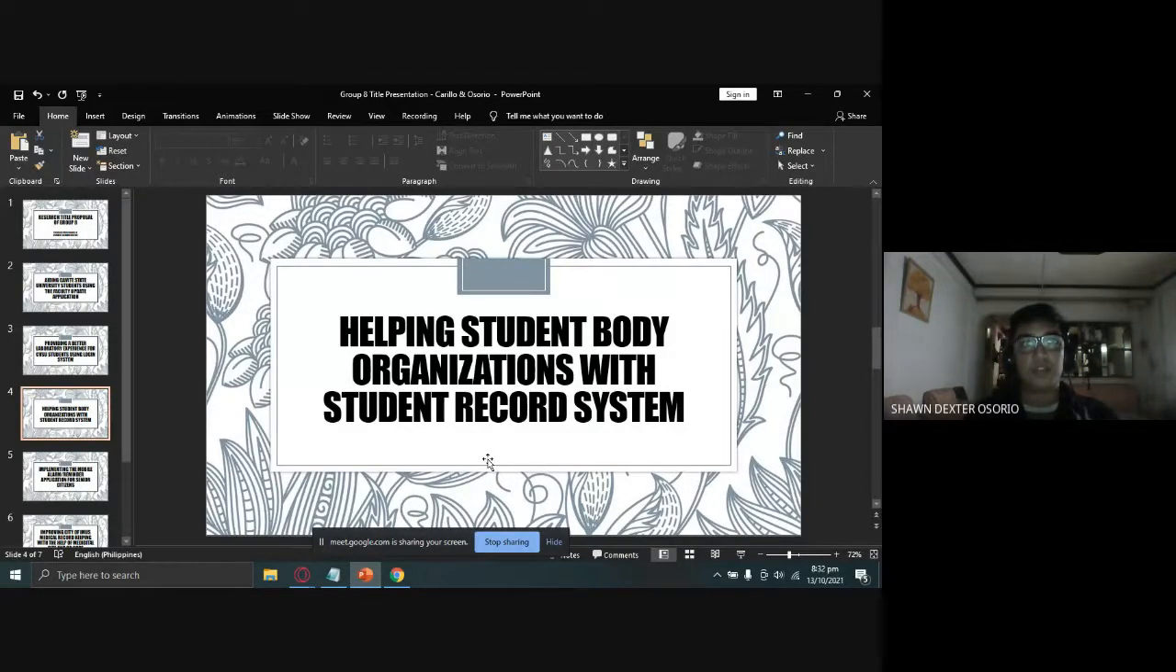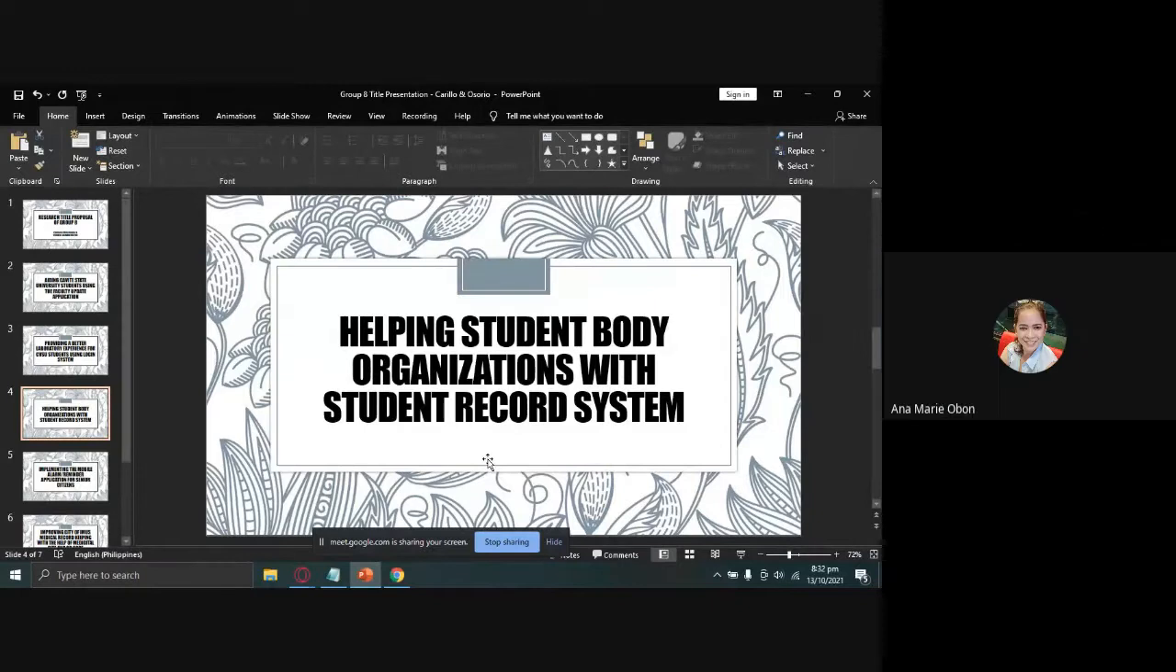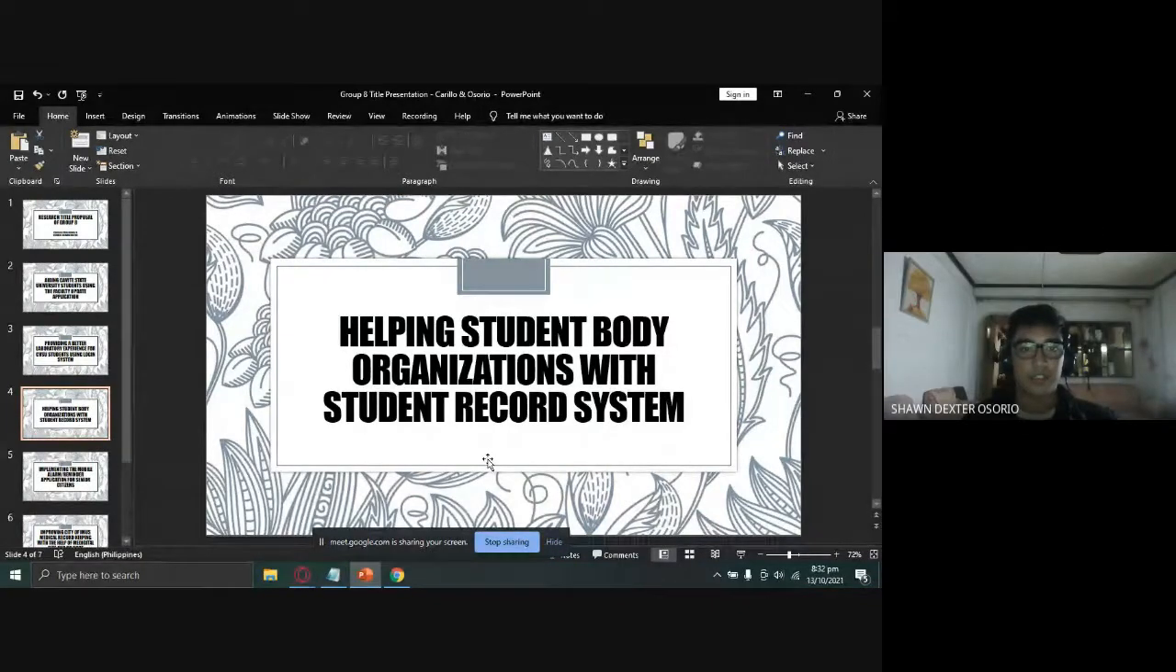So if we can give them this program that can lessen their workload a bit, because they're handling school affairs and also their own subjects and studies. So we think this system can help them a bit with their time management and lessening the hassle.